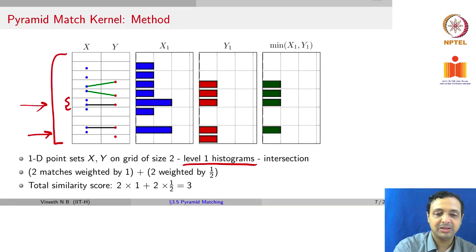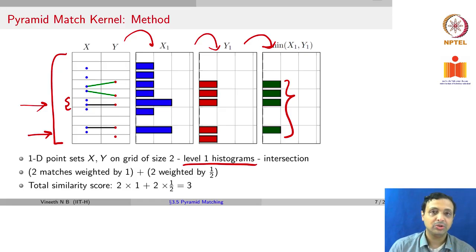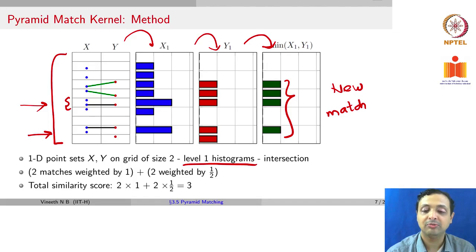Based on that, we build the histogram for image X, build the histogram for image Y, and now you compute the intersection of these two histograms, and you find that there are 4 matches. But you do not count all the 4 matches, you count how many new matches are added. So we are only going to look at how many new matches are added by matching these histograms. We had 2 matches earlier, we have 4 matches now, so the new matches would be 2.